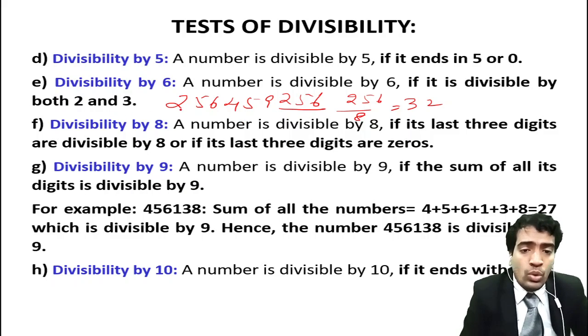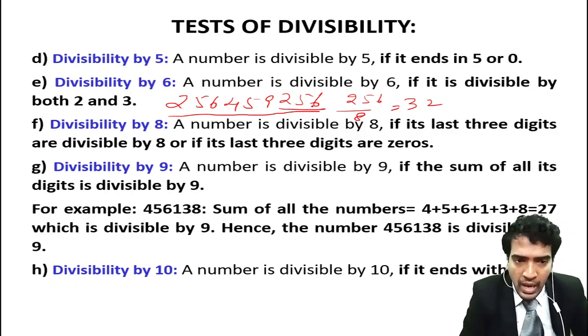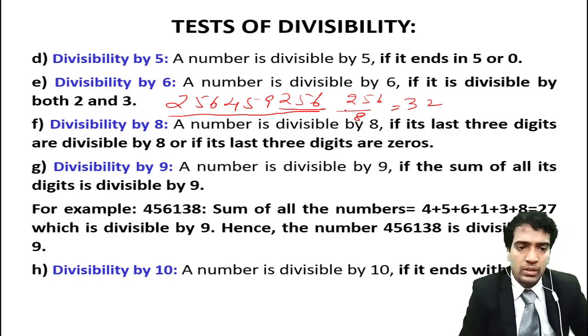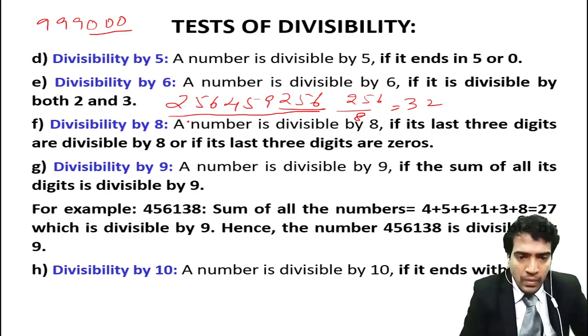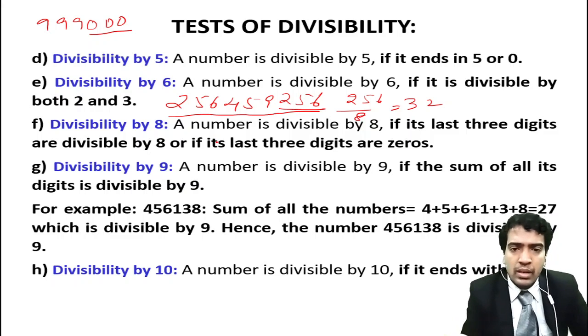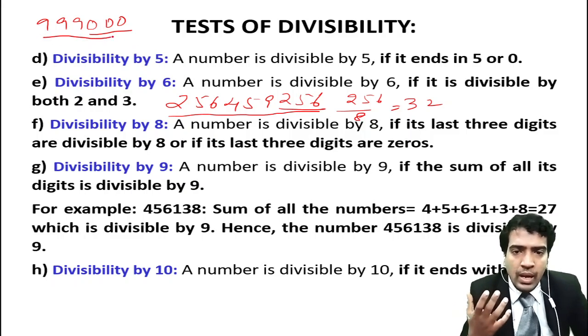So because the last 3 digits are divisible by 8, the entire number is divisible by 8. So let us take another example, say 999000. The condition says the last 3 digits should be either divisible by 8 or should be zeros. Since the last 3 digits are zeros, the entire 9,99,000 is also divisible by 8.